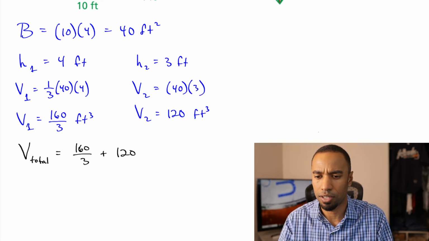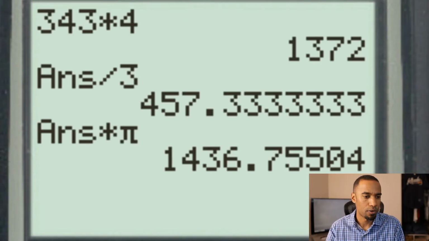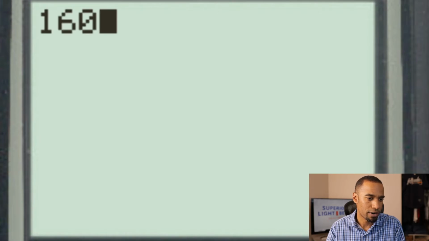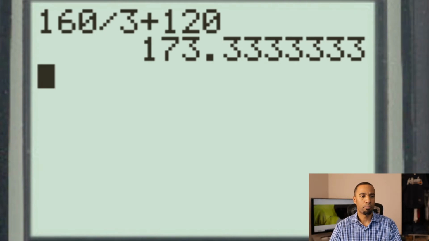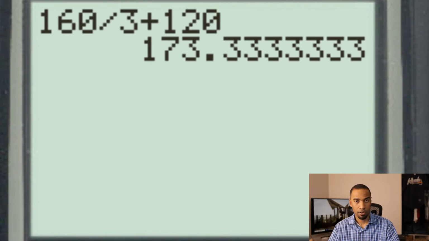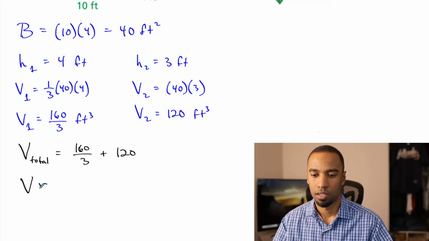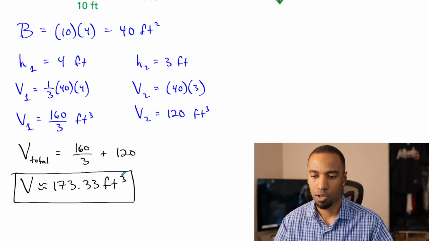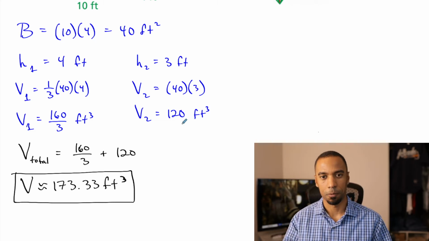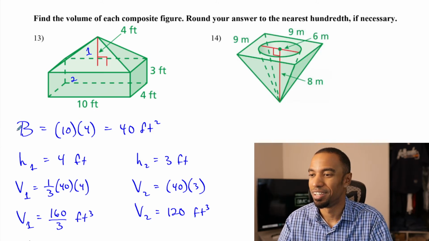So let's go to the calculator here. I'm wrapping up pretty fast here. I think I'll get done by the 25-minute mark. Let's do 160 thirds. Let me clear this. 160 thirds plus 120 there. And we're going to be getting about 173.33. That's the nearest hundredth, 2 decimal places. I'm going to write that. 173.33 cubic feet. That's your rounding. All right. It was absolutely necessary. And that is the volume of that object, of that house, of the temple.